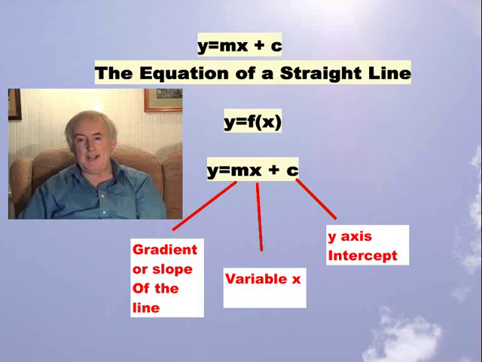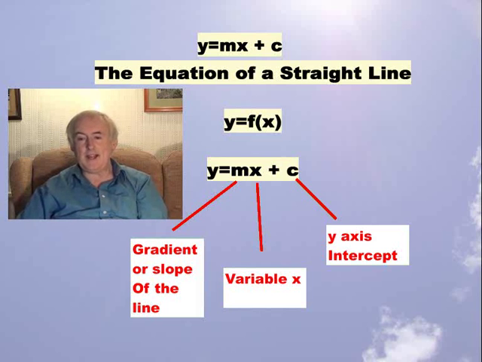Now firstly understand that y equals f of x simply means that y is a function of x. The function we are looking at is y equals mx plus c. Now this equation shows that as x varies, then y changes according to the value of mx plus c. Easy peasy, yeah? Now the c represents the y-axis intercept, or rather the value of y when x equals 0.